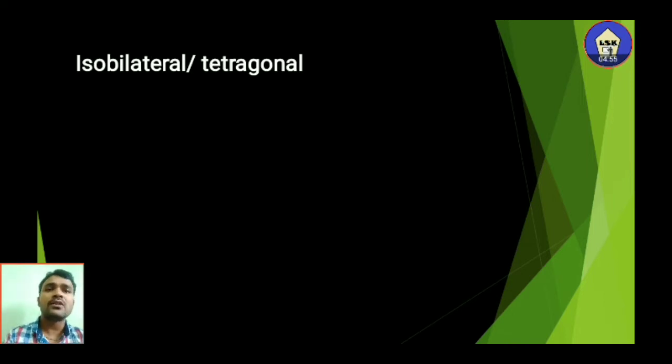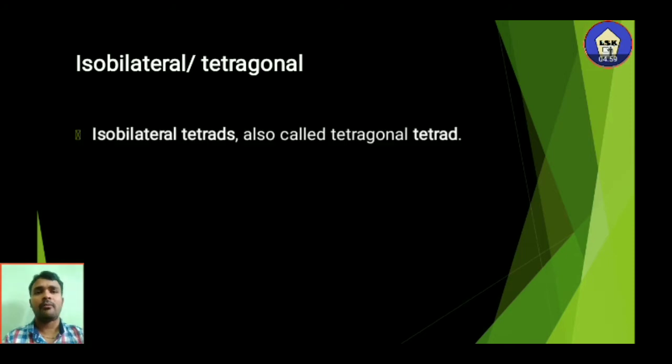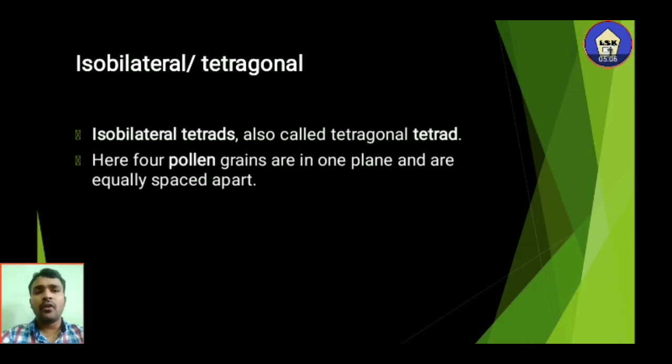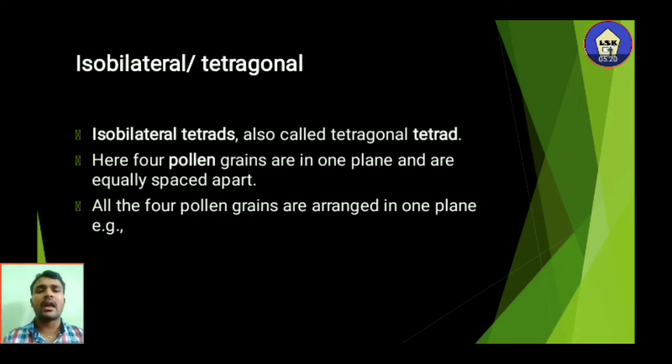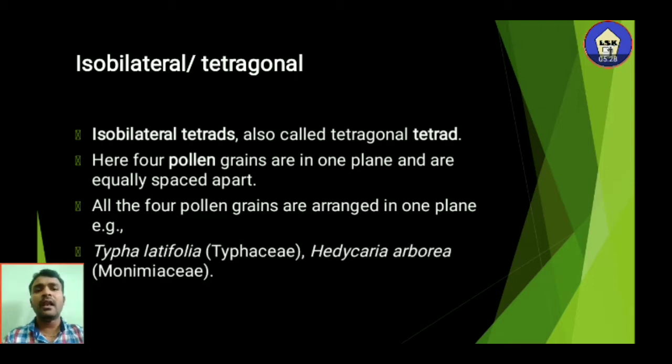The second one, isobilateral or tetragonal. The isobilateral tetrads are also called tetragonal tetrads. Here, the four pollen grains are in one plane. We can see all four pollen grains from a single plane itself, and they are equally spaced apart. There is an equal distance or gap between them. So all four pollen grains are arranged in one plane. Examples: Typha latifolia, which belongs to the Typhaceae, and Hedycarya arborea, which belongs to the family Monimiaceae. So these are the important features of the isobilateral or tetragonal type of arrangement of microspore tetrads.